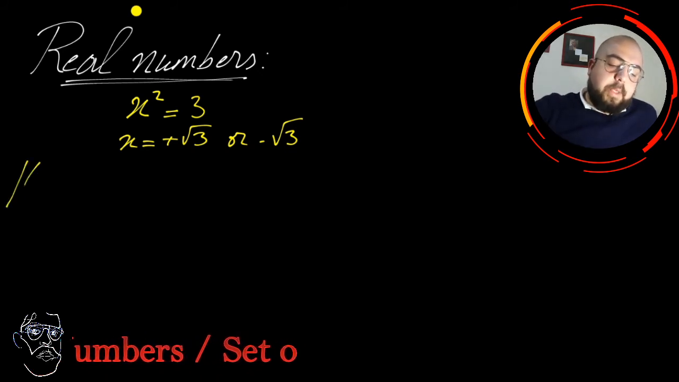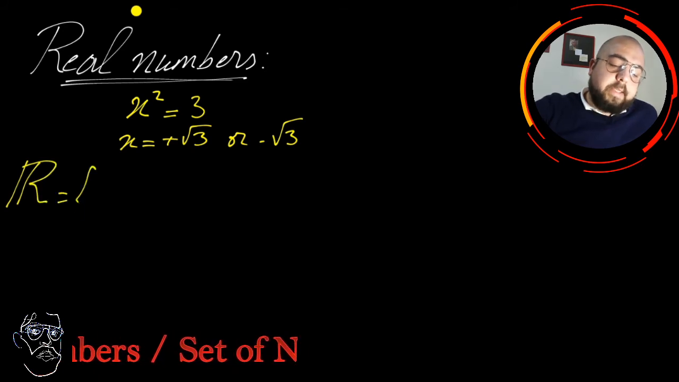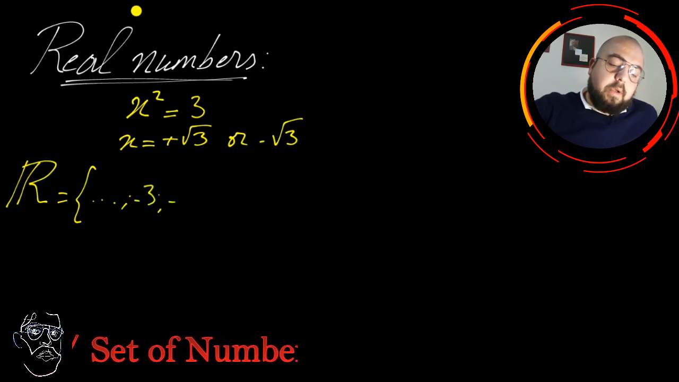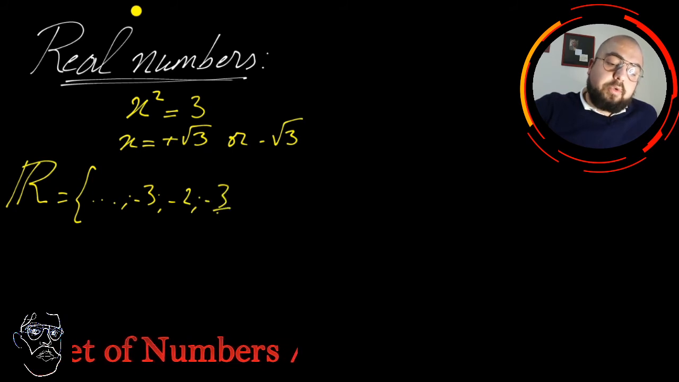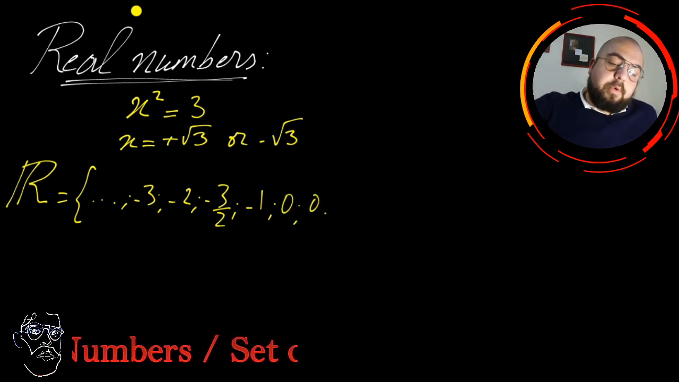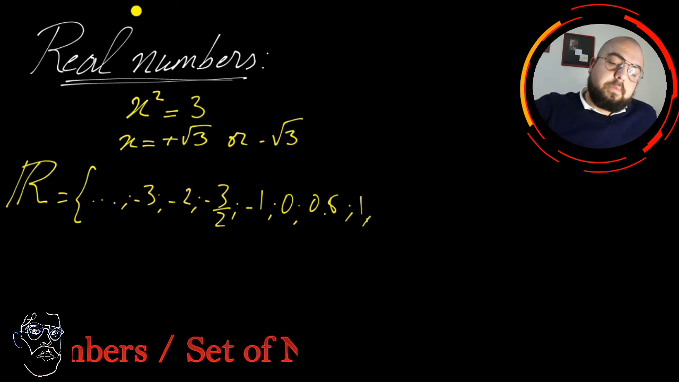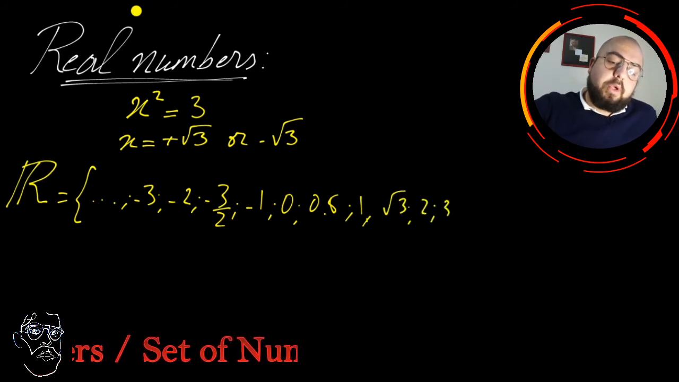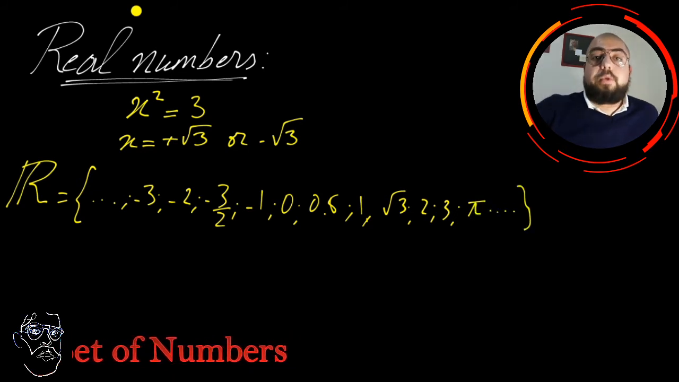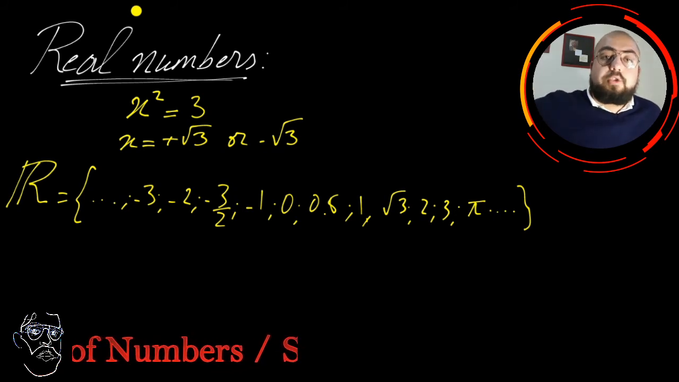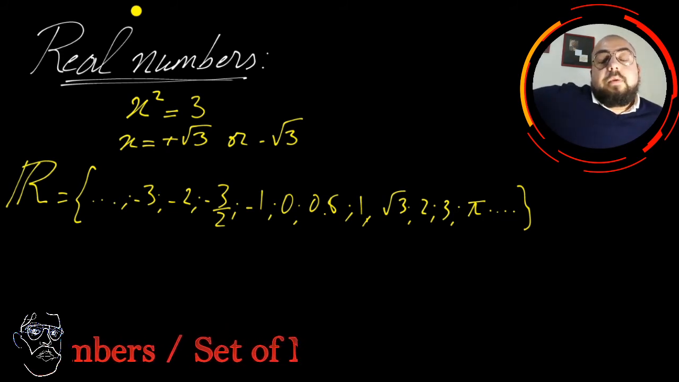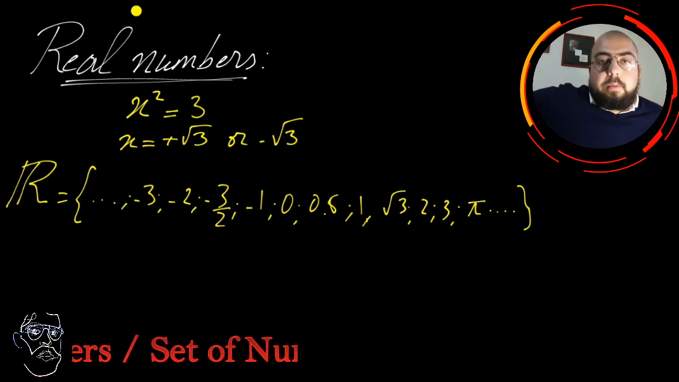So real numbers will be denoted by R, and in this case we can use again, let's say -3, -2, -3/2, -1, 0, 0.5, 1, square root of 3, 2, 3, even the value pi, 3.14, etc. Pi is an irrational number, so it belongs to the real numbers. That's why the irrational numbers are included in the real numbers.